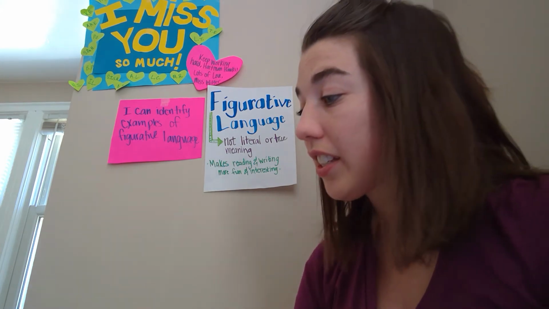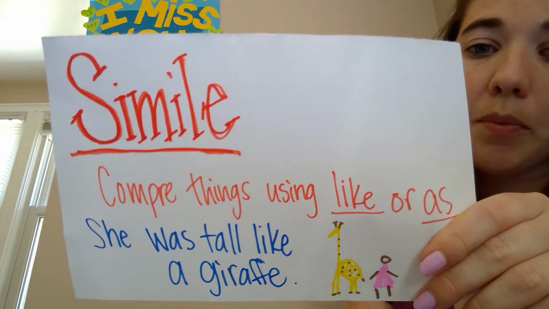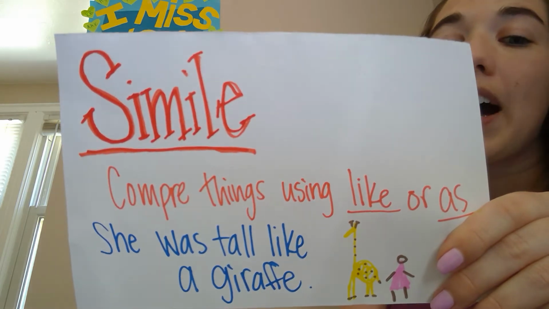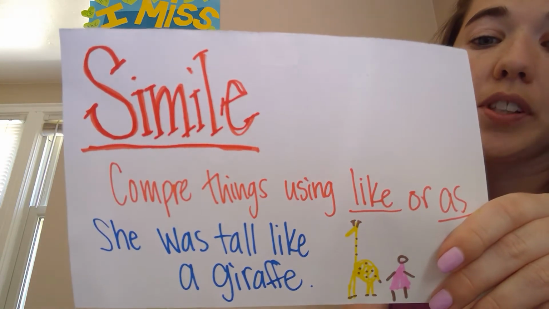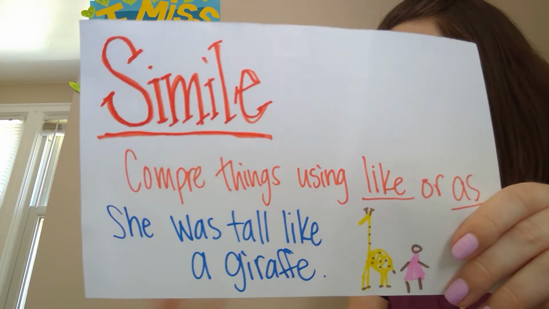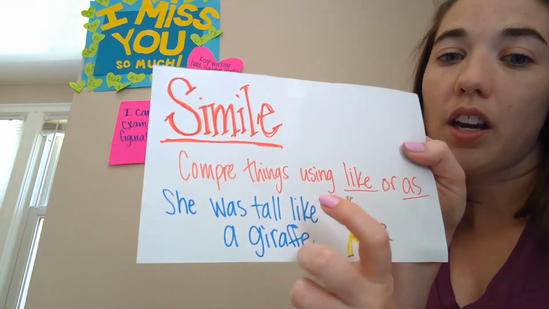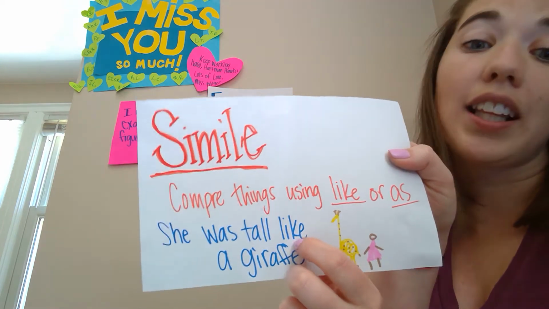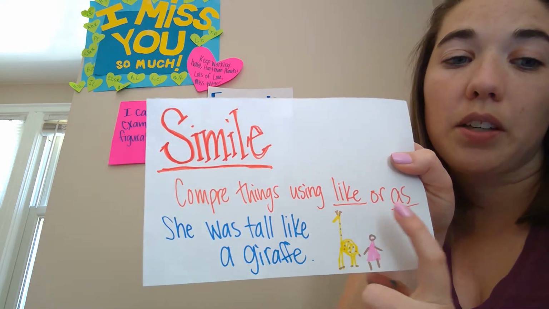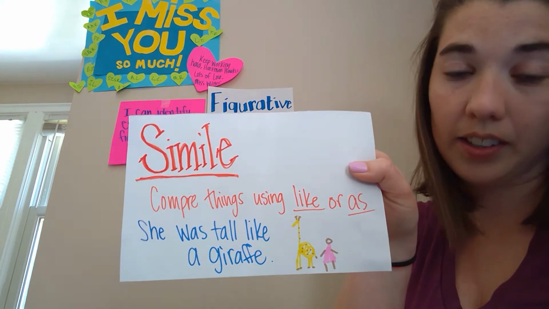Our first one is simile. You have done this one before, and a simile is when I compare things using like or as. So my example of this is she was tall like a giraffe. I'm comparing her to a giraffe, and I'm saying that she's as tall as one. I didn't say tall as, I said tall like. I could say either one for it to be a simile. Remember, if I use that word like or as, that automatically makes it a simile when I'm comparing two things.